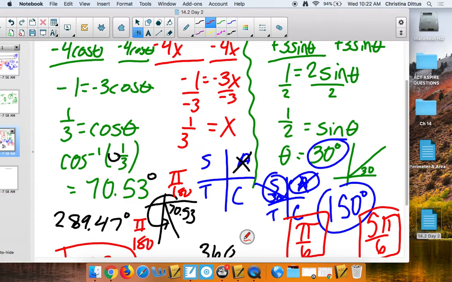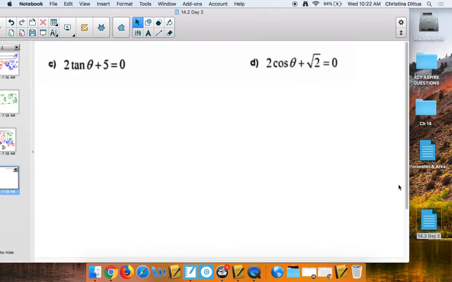Okay. Getting better here. Okay. Moving on to the next one. Okay. Last two. Oh boy. 2 tangent of theta plus 5 equals 0. What do you guys want to do? Subtract tangent. We can do that. Either way isn't going to matter, right?